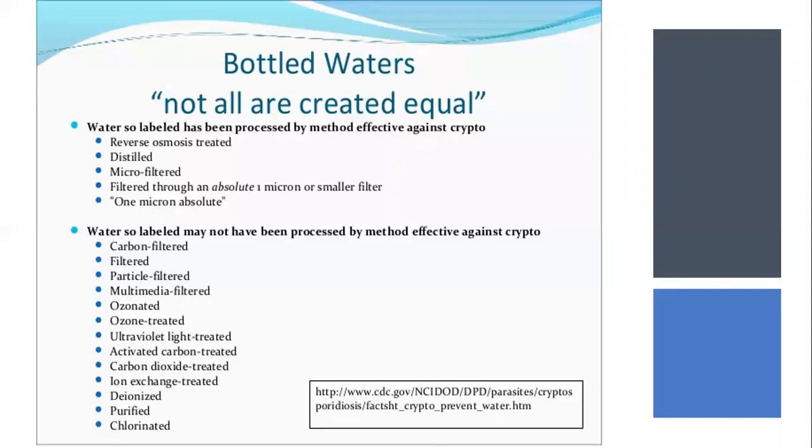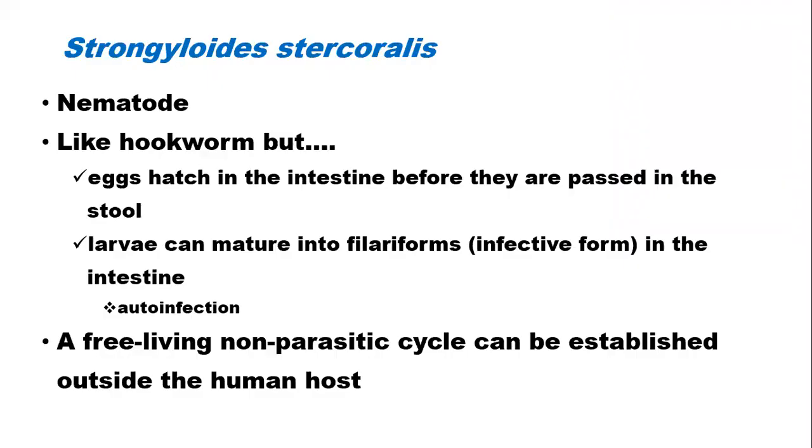If it says particle filtered, multimedia filter, ozonated, ozone treated, ultraviolet light treated, all these are not effective against crypto because the oocysts are highly resistant. Okay, even chlorine is not enough to kill the oocysts in the environment or in water.